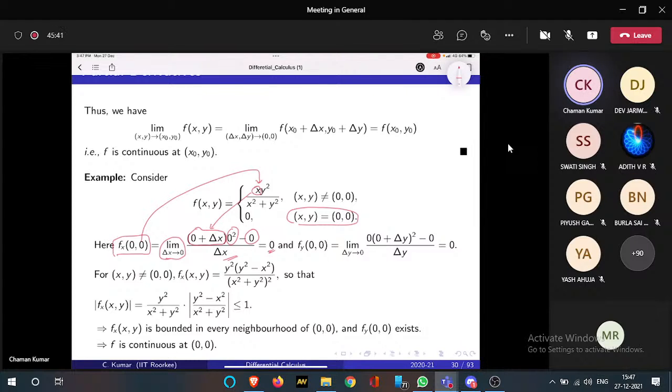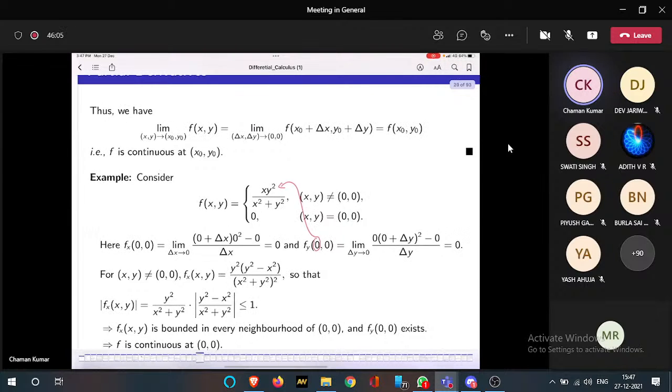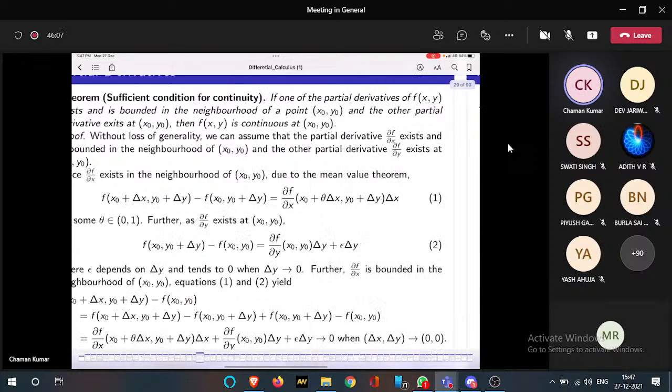Similarly, when you calculate the partial derivative of the function f with respect to y at 0, 0, you substitute the value x equal to 0 here. You just go back to the definition. I'm just using the definition of partial derivatives.